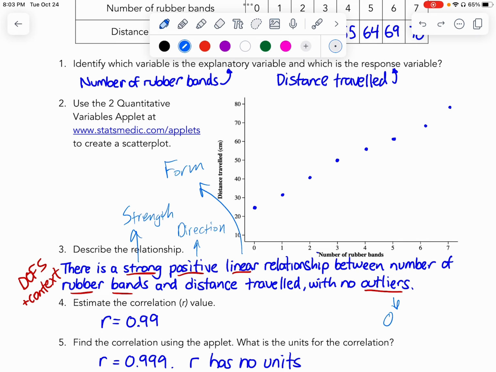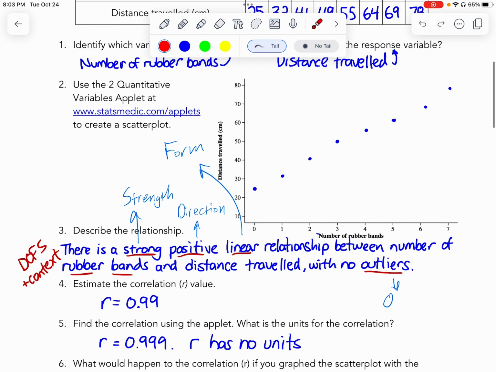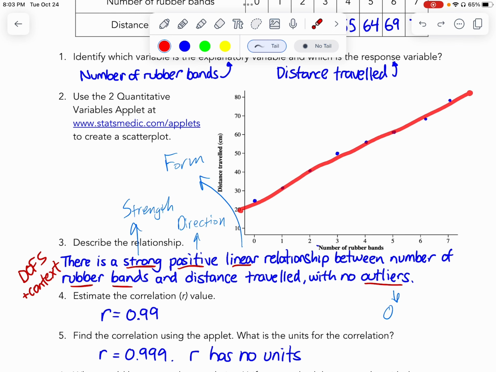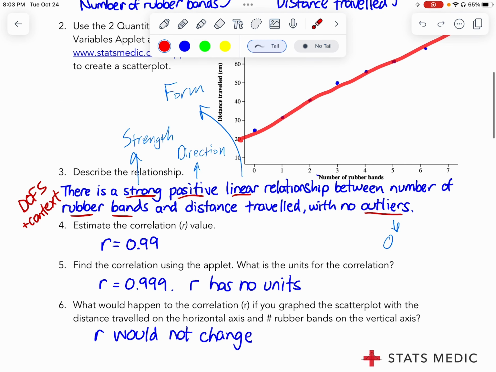Okay, there's a strong positive linear relationship between the number of rubber bands we put on Barbie and the distance she will travel, and there doesn't appear to be any outliers. This is an estimate. Try to do this before you look at the applet. This doesn't have to be perfect, but it should be pretty strong. I mean, look at that. That goes right through the middle. This is from the applet.